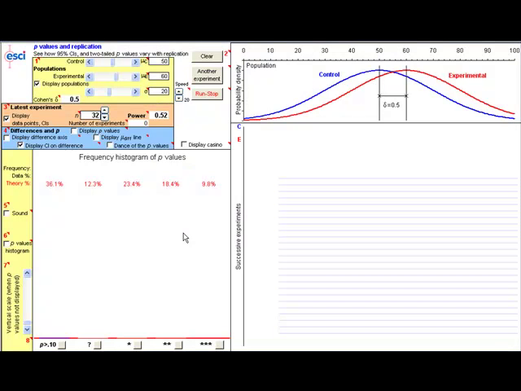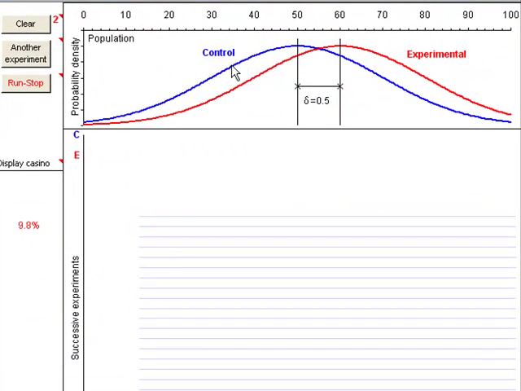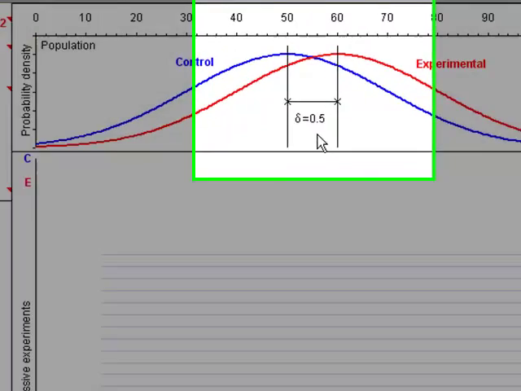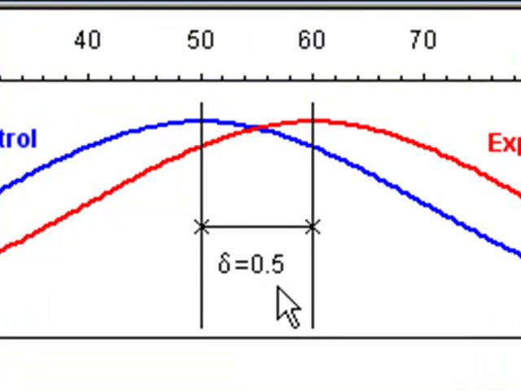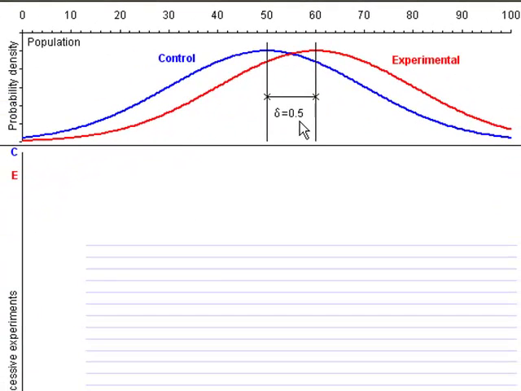Suppose your pep-up therapy increases well-being scores by 10 on average. Here's the control population, mean 50, and the experimental population, mean 60. Each is normally distributed, standard deviation 20. Population effect size is 10, that's half a standard deviation. So standardized effect size, delta, equals 0.5, a medium size effect. Our control and experimental groups each have n equals 32.